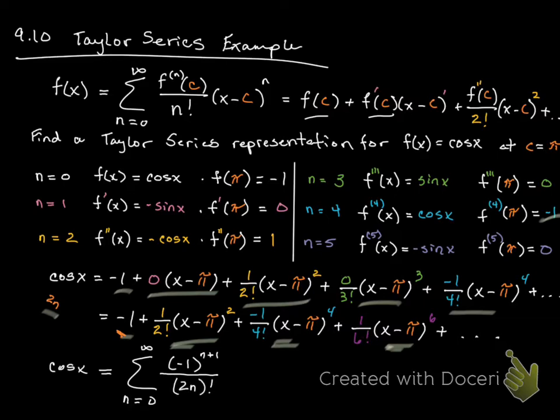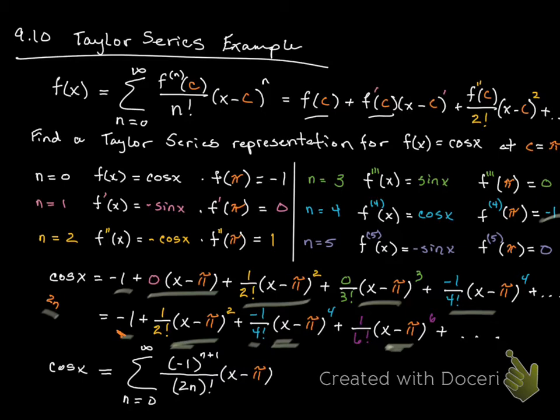When n is 2, I should see 4 factorial, and I do when n is 2. When n is 3, I should see a 6 factorial. 2 times 3 is 6, then factorial. The power of x minus pi should be the same, right? There's an x minus pi in every term except for the first. Well, if I have x minus pi to the n, when n is 0, that's just 1. And the negative alternating part will give me what I want there.